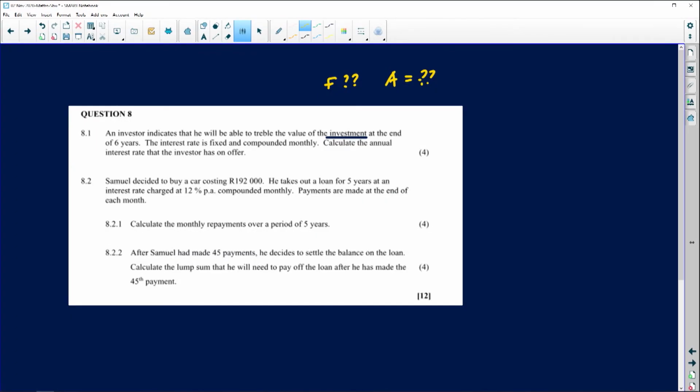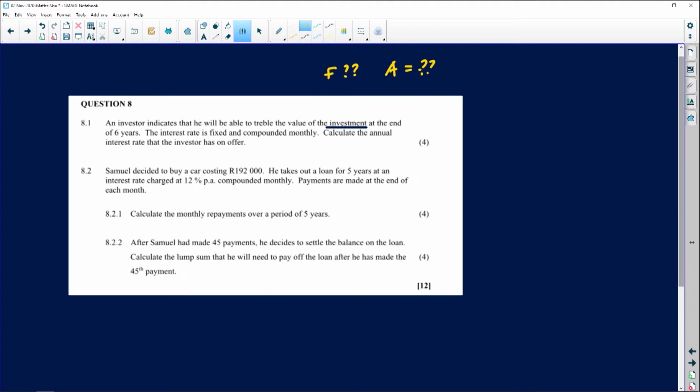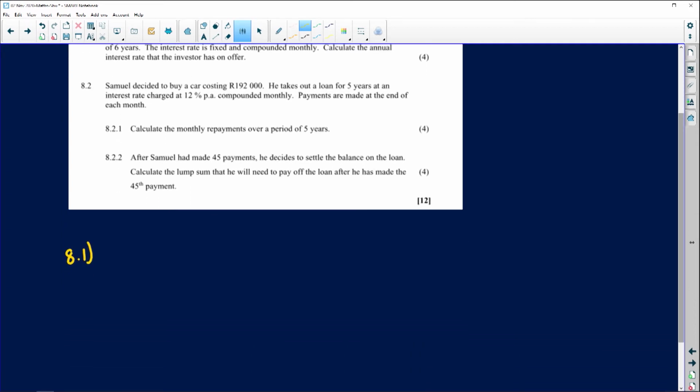Now, as we're reading this, let's go back to it and see something very interesting. They didn't say this investor is going to make multiple deposits of the same amount. The question just says the value of the investment, which means it is a single investment that is being made. So these kinds of questions are not annuity questions. So 8.1 is just simply a paying question. It's what I call a paying question, right?